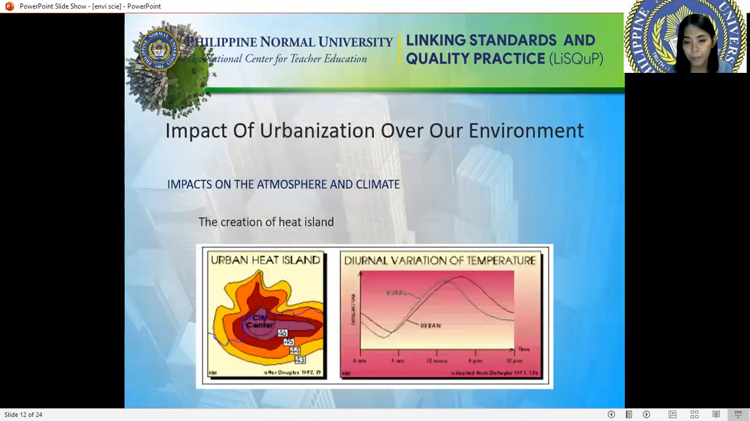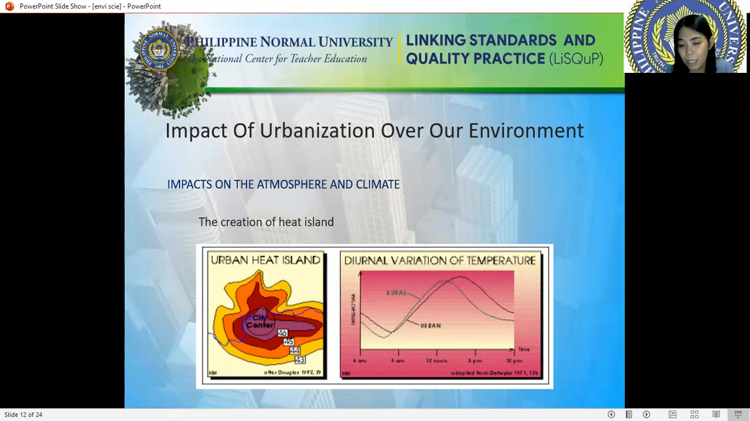Next. So we have identified some impacts of urbanization on our environment. The first one is the impact of urbanization to our atmosphere and climate. As you can see here, there are two kinds of graph. The first one is a diurnal variation of temperature, and this one is a colored graph showing the urban heat island, which defines how the cities differ in temperature from the center going outward or outside the city.